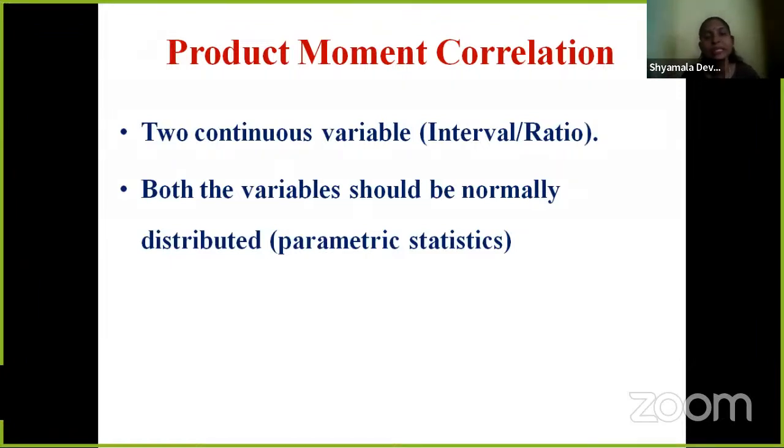Academic achievement, learning styles. Academic achievement, brain dominance. Job satisfaction, mental health. Emotional intelligence, academic achievement. So only between two continuous variables you can do this product moment correlation, not between one continuous and one discrete variable. So continuous and discrete variable only to compare the means, not for correlation. Okay, so please clarify that. So both the variables should be normally distributed and two continuous variables.